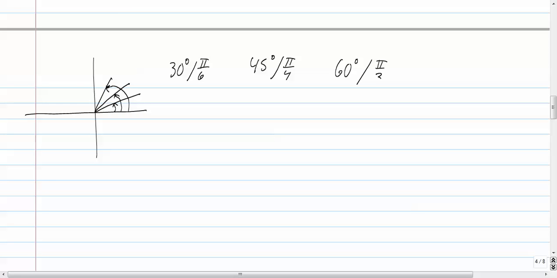Alright, so these three angle measures, 30 degrees or pi over 6, 45 degrees or pi over 4, and 60 degrees or pi over 3. They're all in the first quadrant.